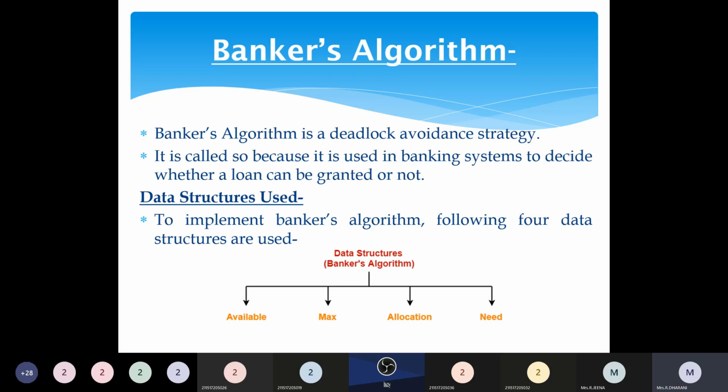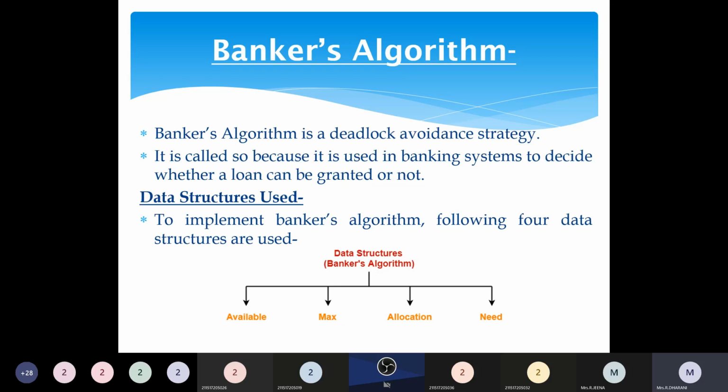Okay. Why is it called Banker's algorithm? Because it is used in banking systems to decide whether a loan can be granted or not. In the same way, when a process requests resources, it decides whether it is safe to allocate the resources to the process or not. The same strategy is applied in process allocation. That is, the banking strategy is used in the process allocation approach, so it is named Banker's algorithm, a concept which is used in the OS.